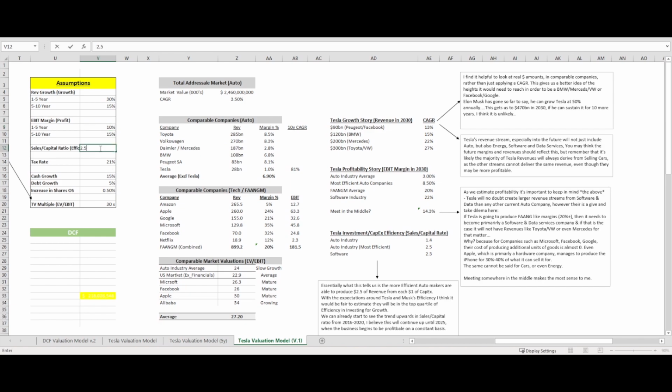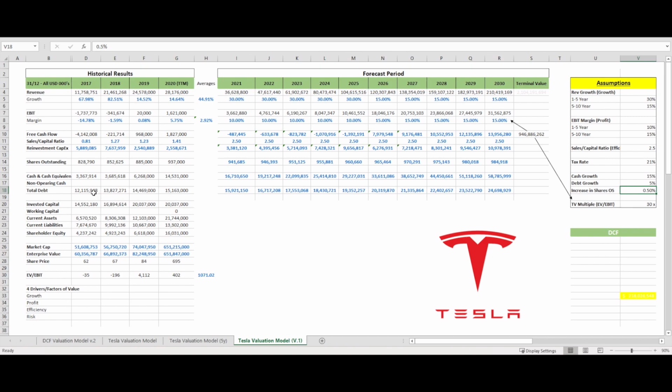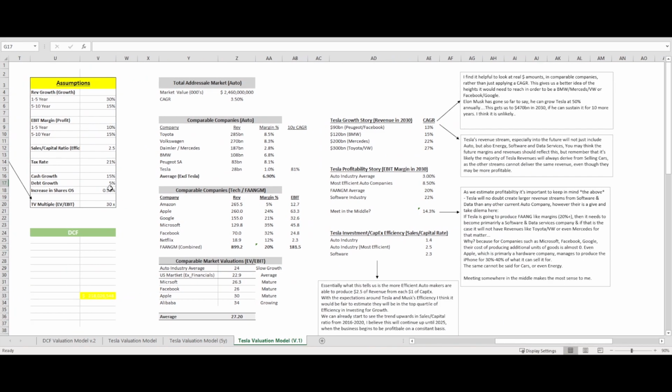Sales to capital ratio 2.5. Like we said here, they're going to be in the efficient quartile of automakers. Federal tax rate of 21%, won't play with that much. And then cash growth, I've just gone with 15%, as they're going to be growing. They're going to be turning profitable. They will get proceeds from raising capital, which they're probably going to do. Debt, I've put growing at 5%. They tend to go to the market for raising capital rather than taking on debt, as seen recently. Their debt was outweighing their cash by some way, and now it's started to level out. So I think as they mature slightly and become more profitable, cash will outgrow debt. So we'll keep that with 15 and 5 respectively at the moment.